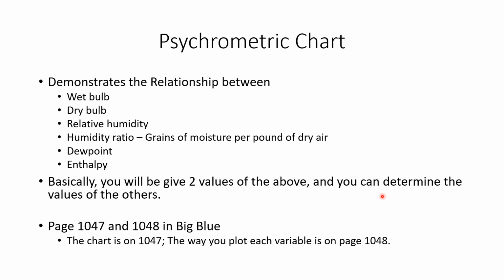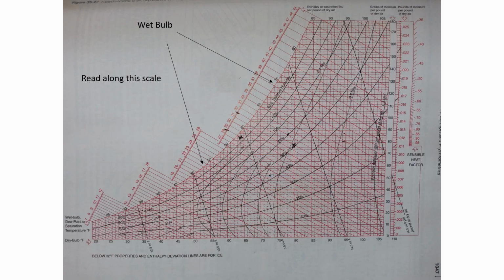So, I do want you to go to page 1047 and 1048 in what we call Big Blue. That's the Refrigeration Air Conditioning Technology Manual. The chart is on page 1047, and then if you look on page 1048, you'll see that it tells you exactly how to plot things. So if you forget exactly how to plot something, you can use page 1048 to help you out. For instance, wet bulb is plotted at an angle, dry bulb is plotted vertically, dew point is plotted horizontally, and relative humidity is on the round, sort of curved axis. So we'll take a look.